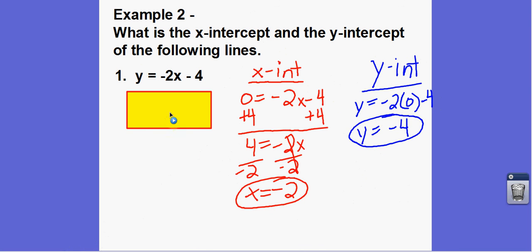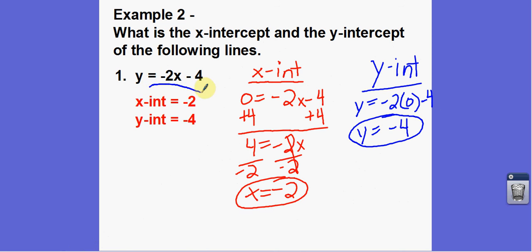Now I'd write my answer just like this. It's hidden behind the box. X-intercept is equal to negative 2, and the y-intercept is equal to, whoops, negative 4. So that's how I'd write my final answer, right like that. Okay? So when you want the x-intercept, put 0 in for y. When you want the y-intercept, you put 0 in for x.